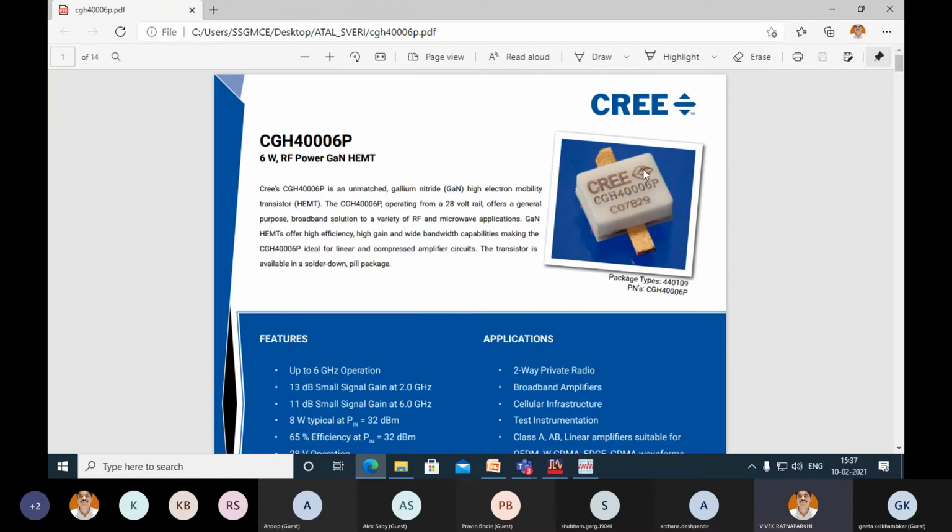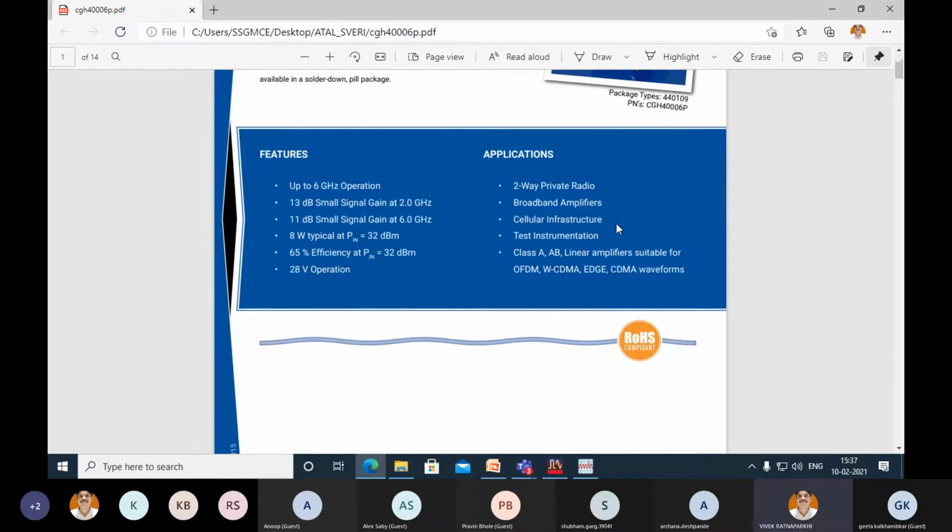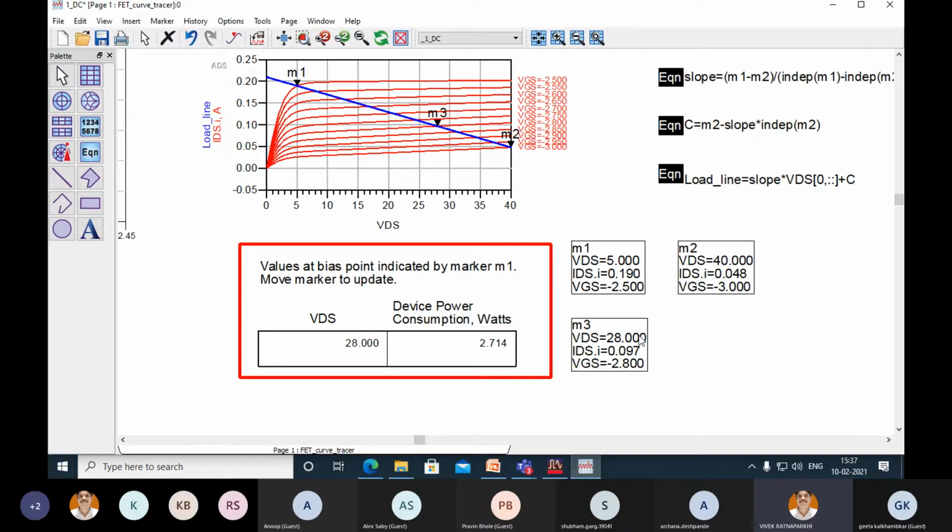So quickly I will show you. This is the device which I have been using for this design. It can be used up to 6 gigahertz. Its typical output power is 8 watt when input is given 32 dBm, and efficiency 65%. It is a 28 volt operation. So what I did, I have asked this transistor to operate at 28 volts only.